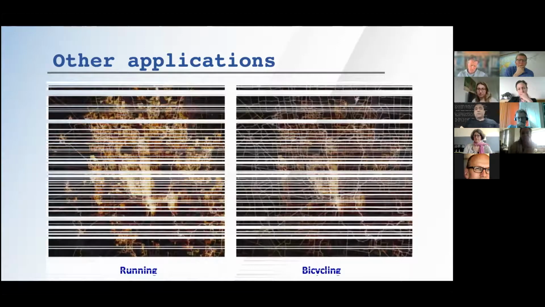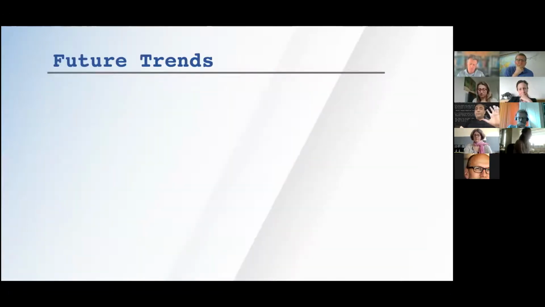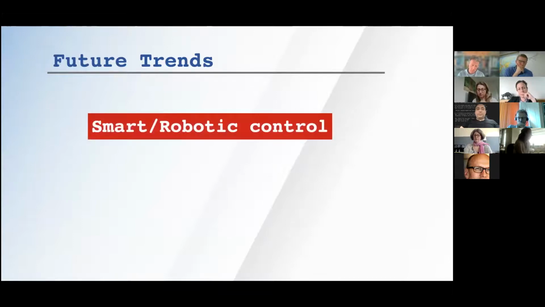The output of such data could be maps like the density of people running in the city or biking in the city. For the future trend, it's actually the last slide. I believe that the smart key term would be even more influential in our life. We have robotic technology that uses this smart system, and I believe in the near future we would have a smarter way of controlling this data collection.